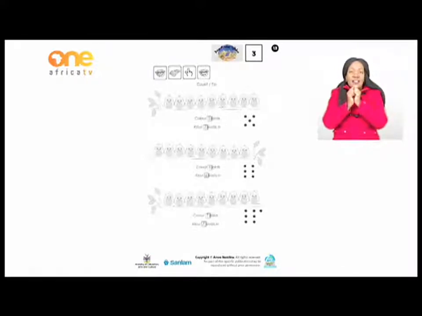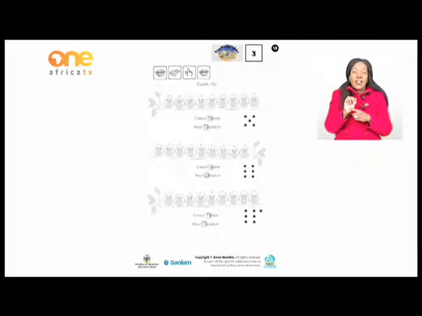But the instruction tells us we need to color 5 birds. Do we know how to count up to 5? Look at the dots just below the branch. Let's count and see how many dots. Let's go together and point to the dots as we count. 1, 2, 3, 4, 5.